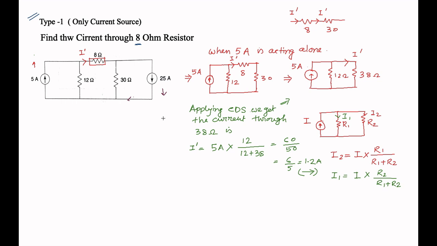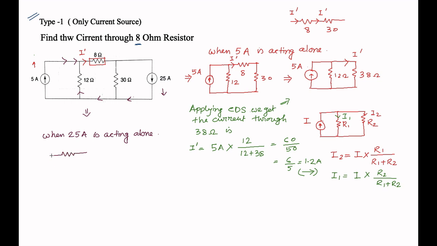we can say that the current which is supplied by the battery through this 8 ohm resistance is like this. Okay, that means, when you have to write, when 25 ampere is acting alone, what is the circuit diagram?